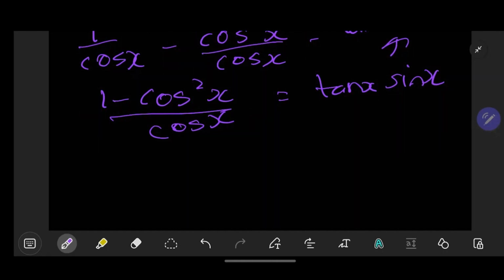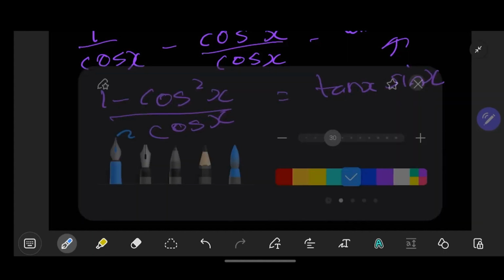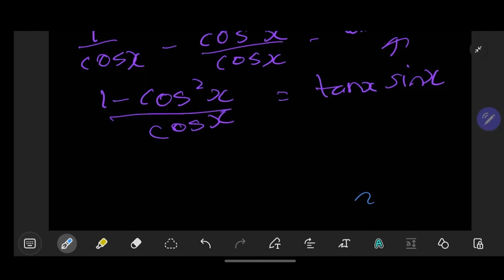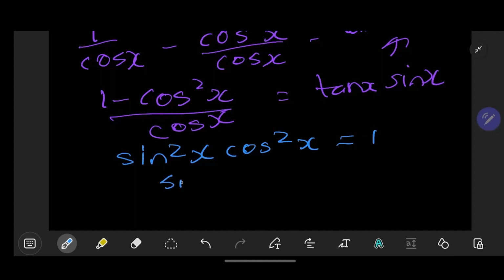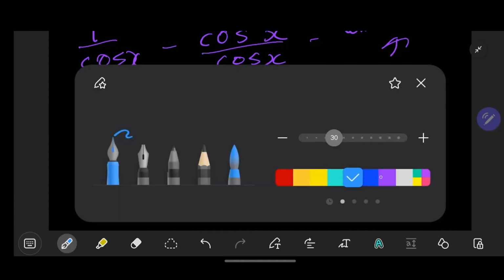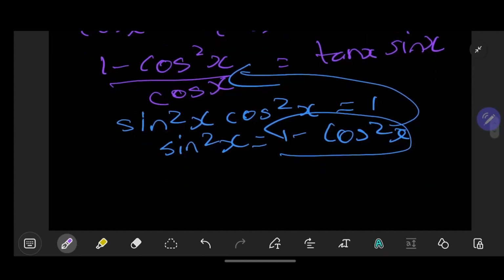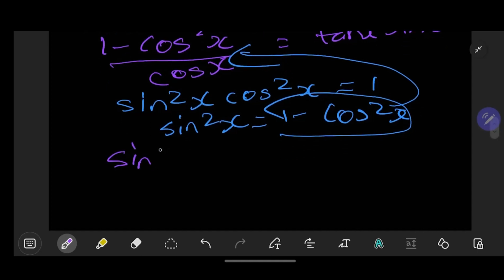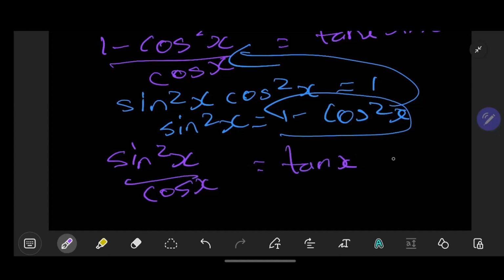Now let's do something with the identity again. We know that, once again, sine squared x plus cos squared x is equal to 1. So I know that sine squared x is equal to 1 minus cos squared x. Okay, how cool is that? Using our basic identity once again, we're able to get this into a simpler form. So we got sine squared x over cos of x is equal to tan x sine x.